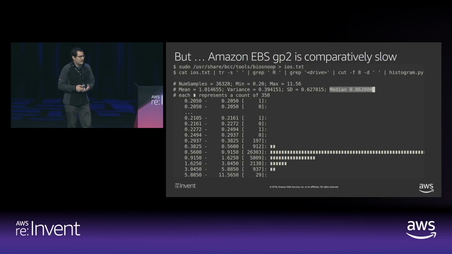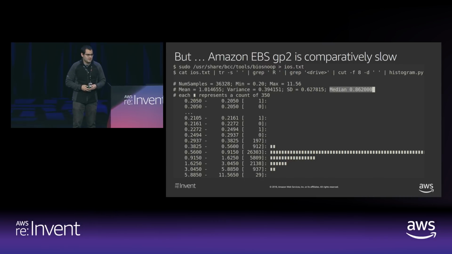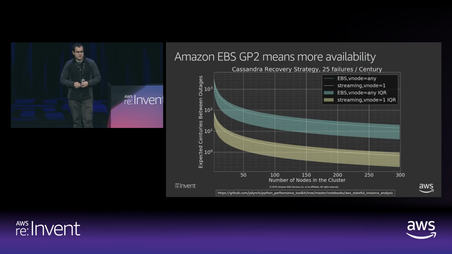So for example, we might care a lot more about our OS cache hit rates on EBS-backed instances than on ephemeral ones. Because if we start missing the OS cache, we're going to be seeing millisecond latencies instead of 60 microsecond ones. But EBS GP2 also has positives.